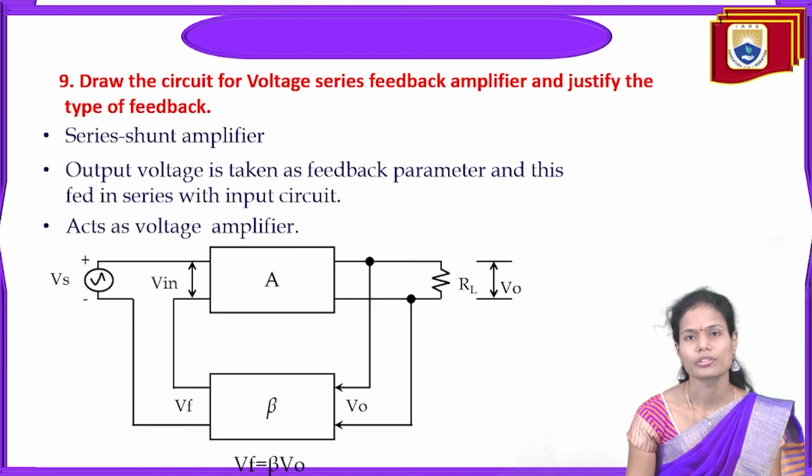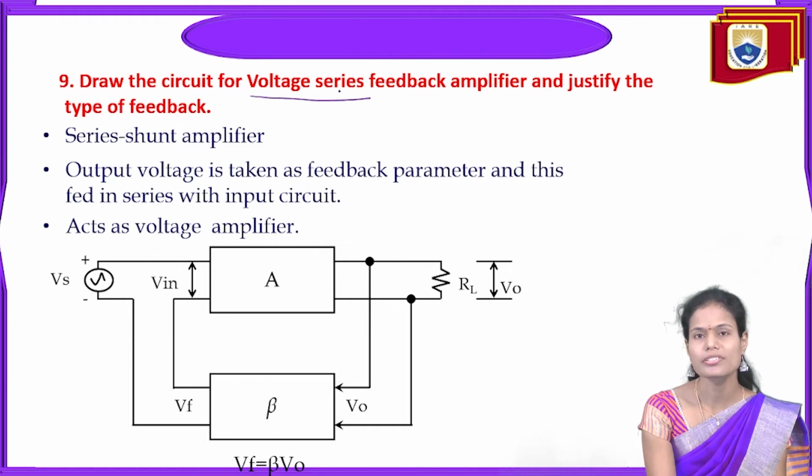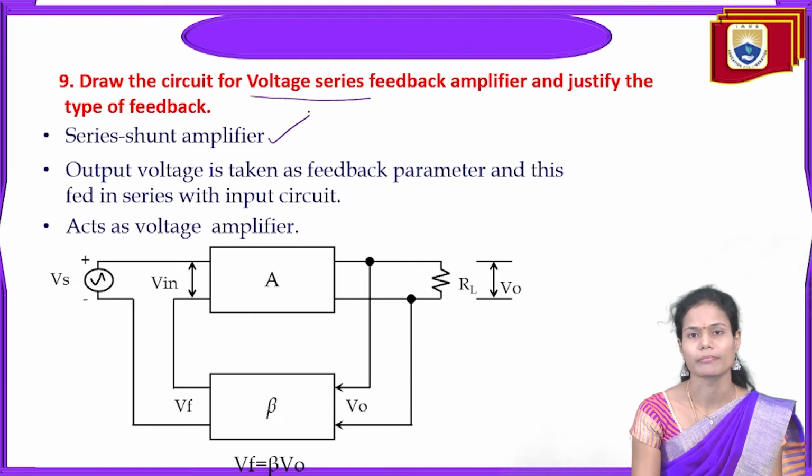And next, draw the circuit of voltage series feedback amplifier and justify the type of feedback. So here we can call it the voltage series, which means we are doing voltage sampling and series mixing. So we can also call it as series shunt amplifier. So in this case, the output as well as input both are voltage signals only. So it is the voltage amplifier.